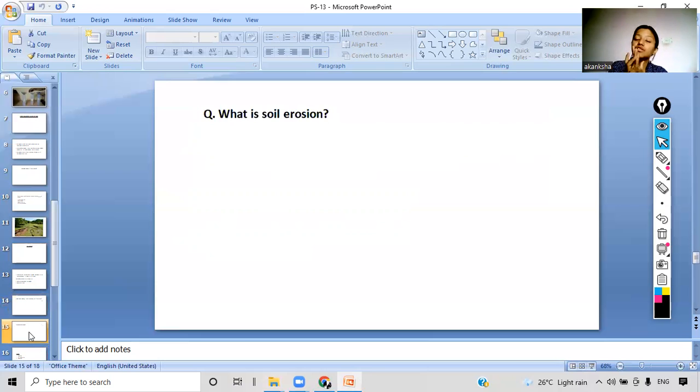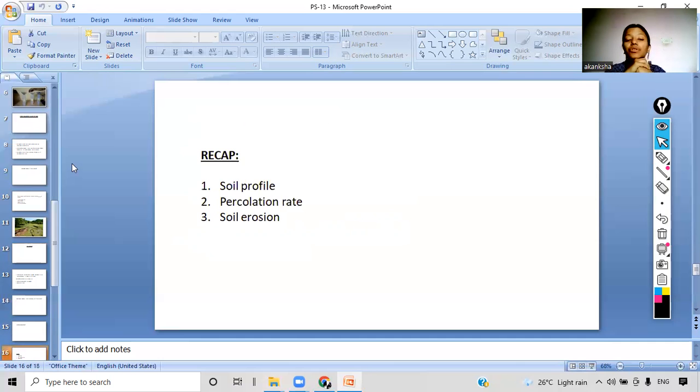Moving on to our last question for today. That is, what according to you is soil erosion? Yes, you have to write your answers in the chat box. Yes, you all are right. Soil erosion is the removal of the soil layer, and who is causing this removal? The wind or the water, right? Okay. So now moving on to the recapitulation part of today's lesson. What we studied today: we studied soil profile, we studied the percolation rate of the soil, and we studied the soil erosion process, right?